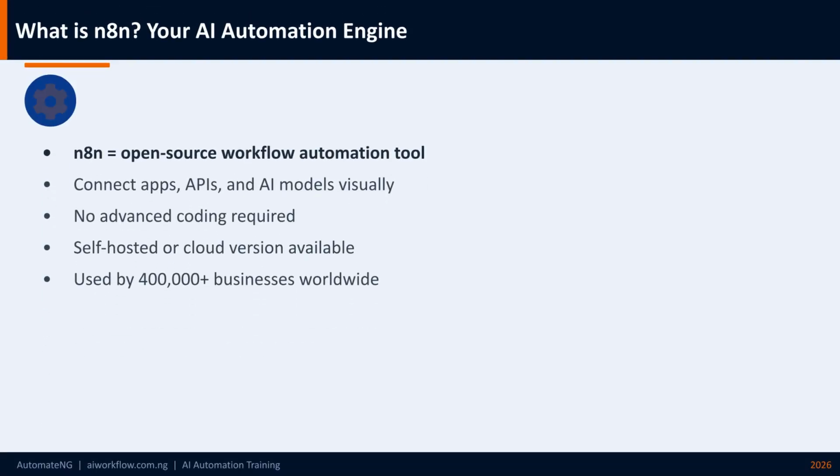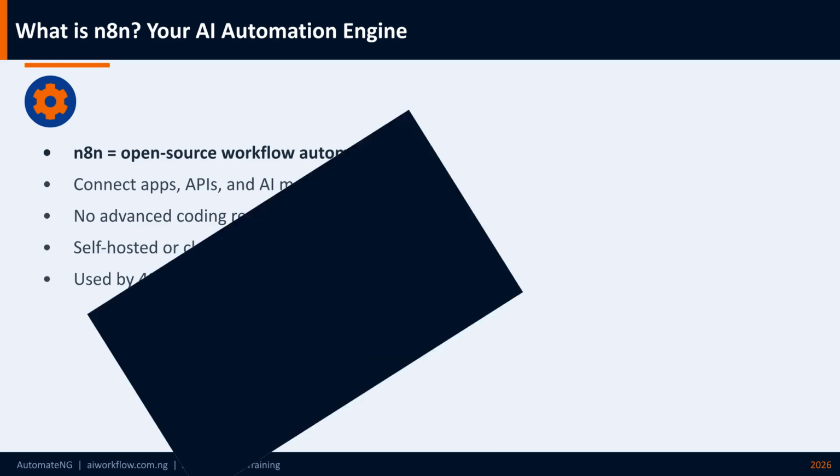N8N is an open-source workflow automation tool. It acts as a digital engine that connects apps, APIs, and AI models visually. No advanced coding is required. It's used by over 400,000 businesses worldwide and lets you build flows that run automatically.